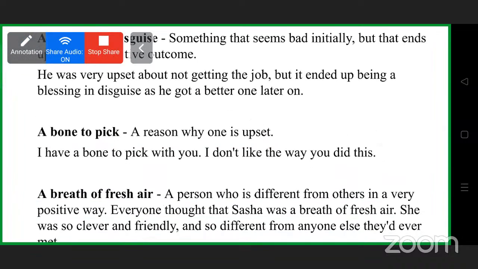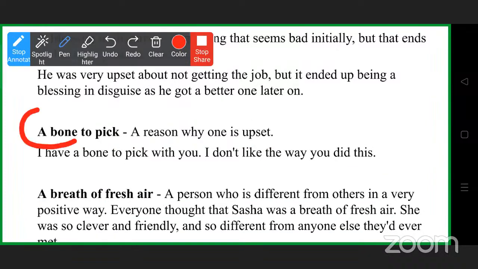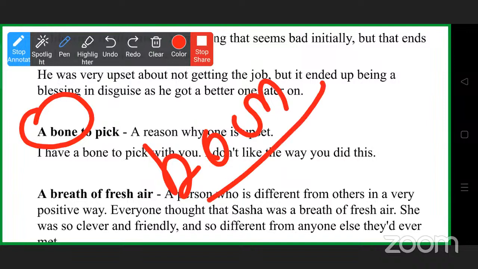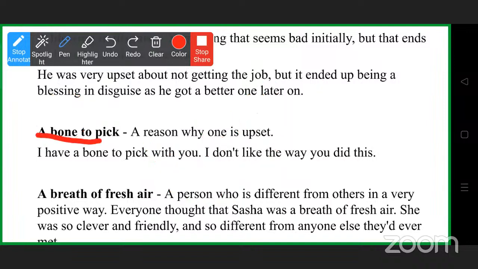A bone to pick. A bone to pick. Okay. Bone to pick: a reason why one is upset.